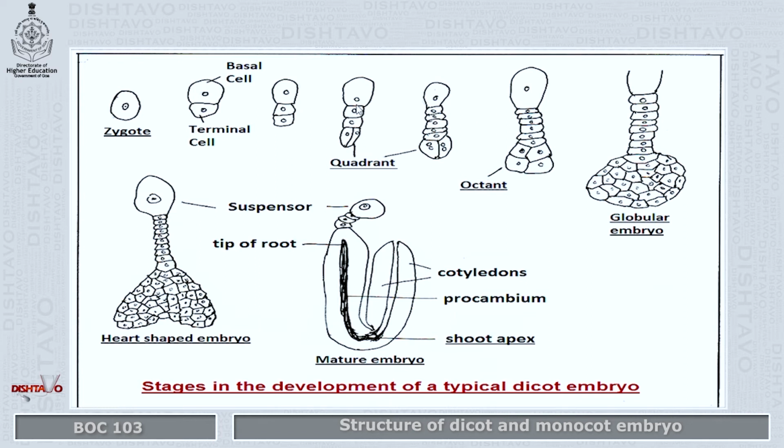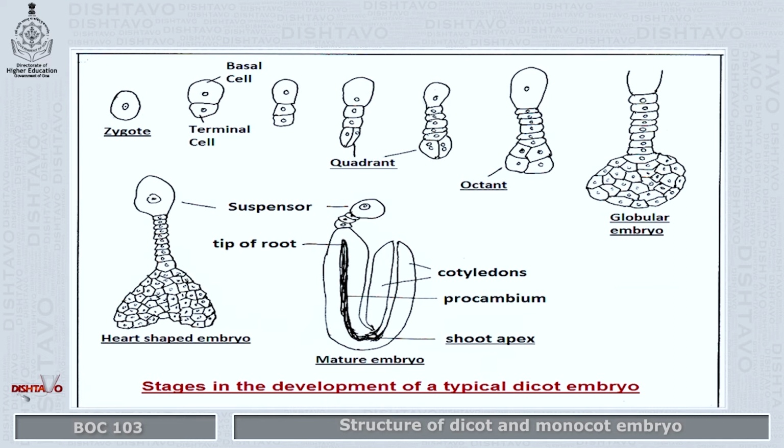Now, meanwhile, the two upper cells which were formed in the proembryo divide to form a row of 6 to 10 cells. These are called the suspensor cells, of which the cell which is closest to the micropyle, that is the uppermost cell, enlarges. It becomes swollen and vesicular, and it probably has a haustorial function.